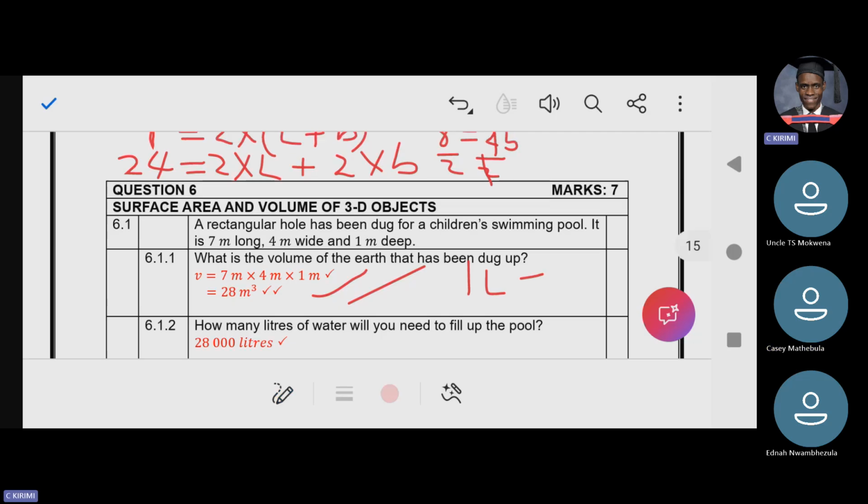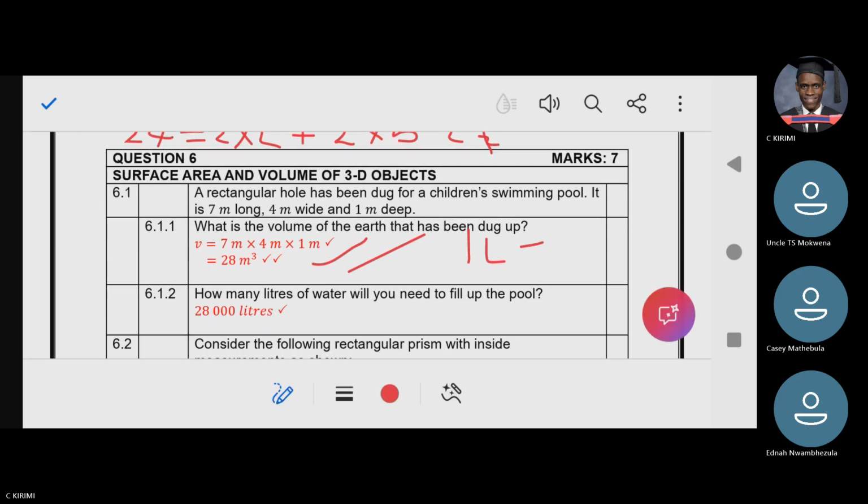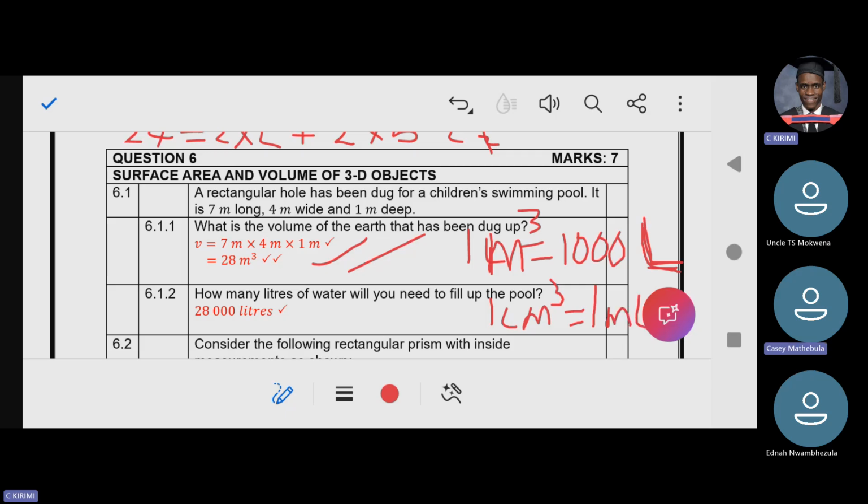The conversion of cubic meter is this one. 1 cubic meter, like this. How many liters? 1 cubic meter, how many liters? It's 1,000 liters. 1 cubic centimeter is equal to 1 milliliter. Must know that.